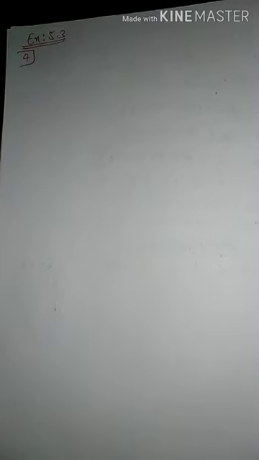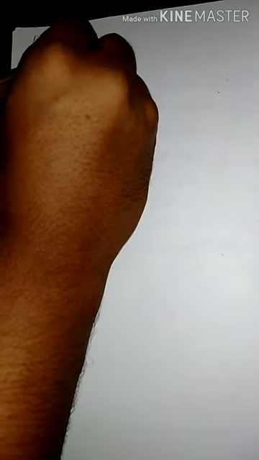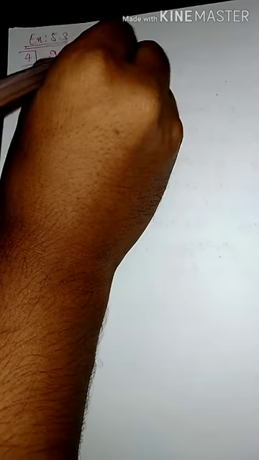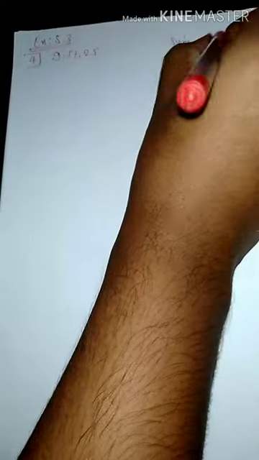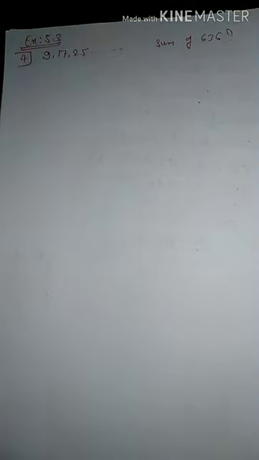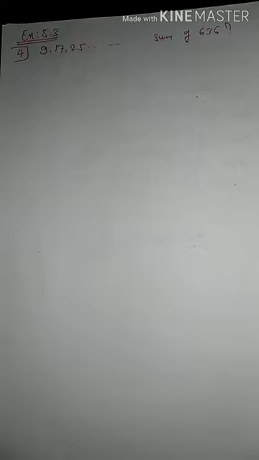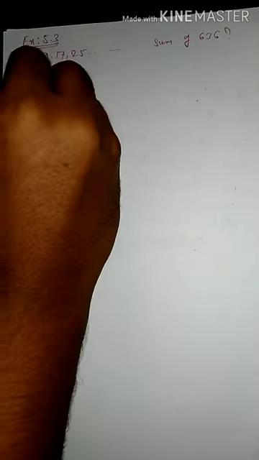In this video lecture, I am going to solve exercise problems based on arithmetic progression. Exercise number 5.3, fourth problem. The example is: how many terms of the AP 9, 17, 25, and so on must be taken to give a sum of 636? Once again I will repeat the question. Solution.